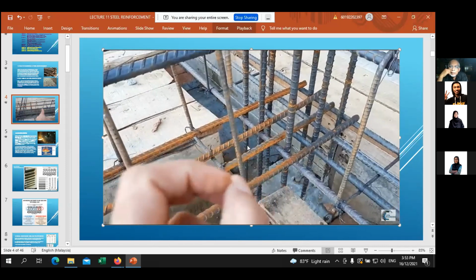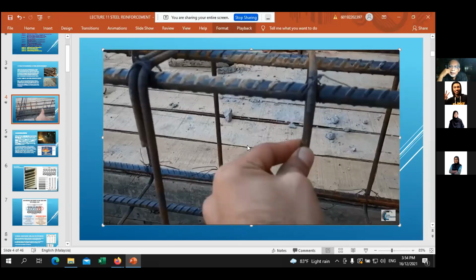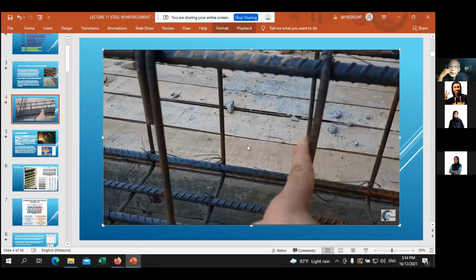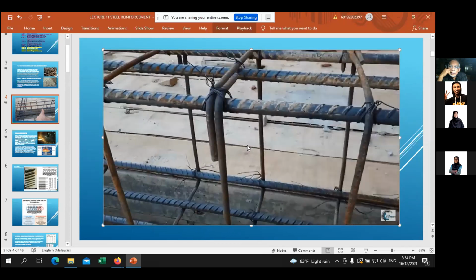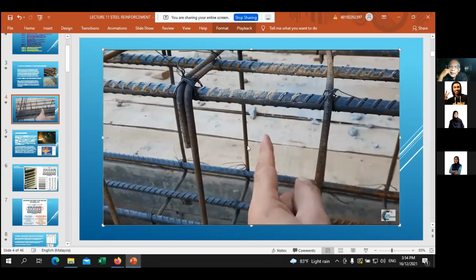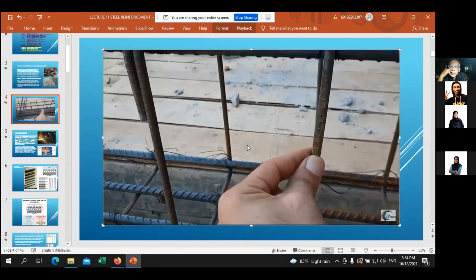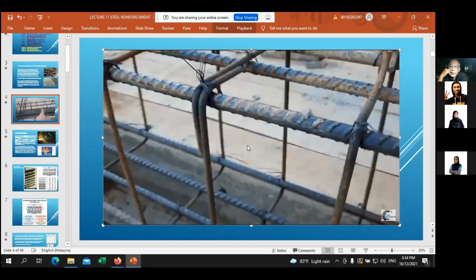I told you in many videos, and from ACI and IS codes, this is the reference, that the stirrups dia should not be less than, especially for top beam, the minimum should be 6 millimeter. But here we used 16 millimeter dia of steel bar, so the stirrups dia should not be less than 8 millimeter. But they provided here just 6 millimeter, so it cannot support the shear stresses.